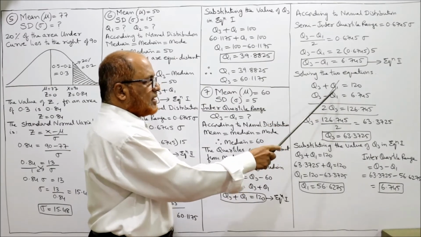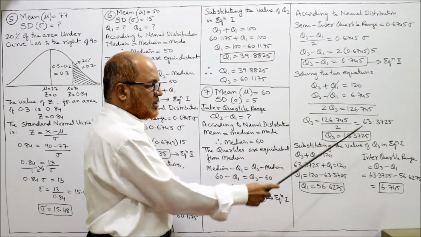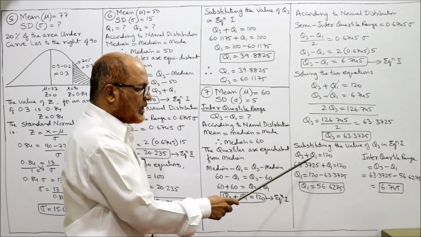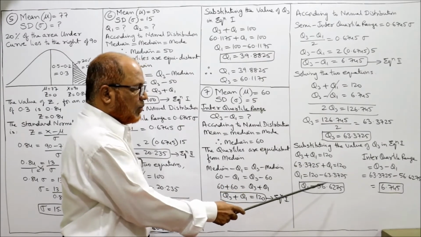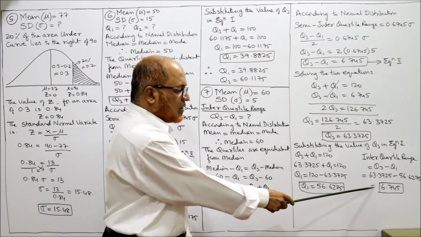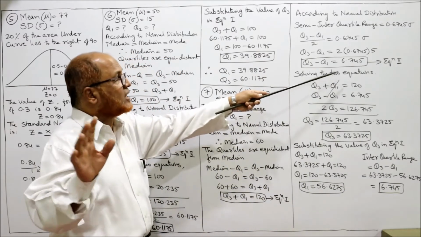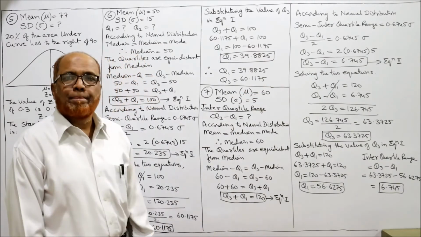Then plus Q1 minus Q1 get cancelled. 2Q3 is equal to this much. Q3 is equal to 63.37. One value we got, Q3. Substituting the value of Q3 in equation 1, Q3 plus Q1 is equal to 120, we get Q1. When we get Q3 and Q1, we can calculate the interquartile range. Otherwise, only for your practice I am explaining this. Otherwise, our answer ends here itself. This is the end of problem number 7.